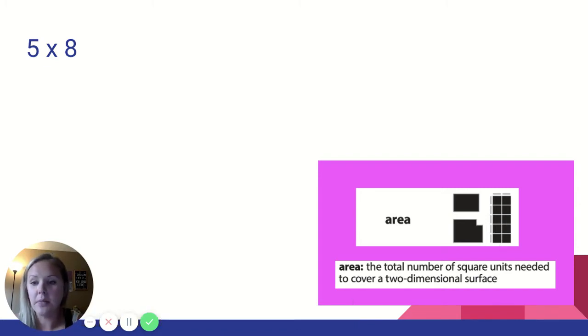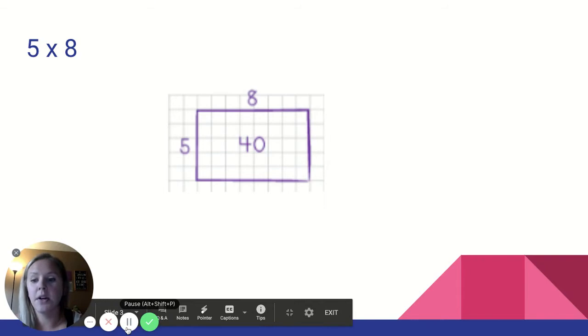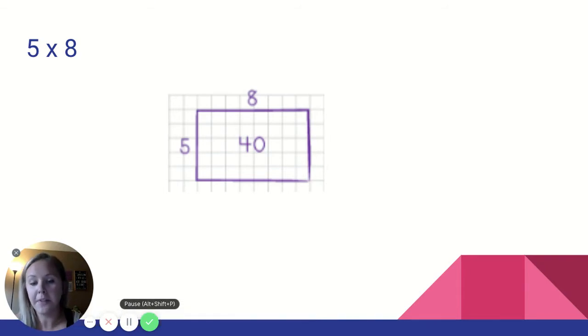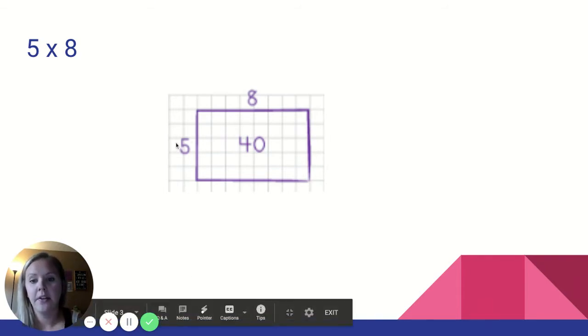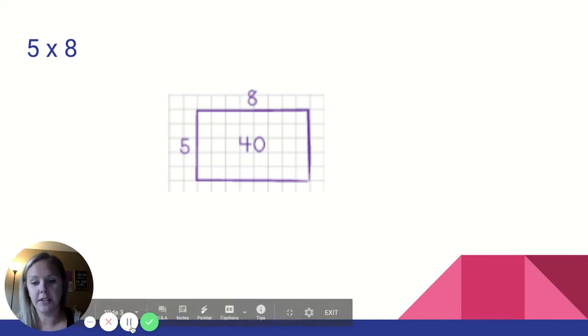So if we're drawing an area model to think about 5 times 8, we can also think about it as building a garden. Let's say one side of the garden is going to be 5 feet long and the other side is going to be 8 feet long. How much total area will the garden take up after it is built? This is what an area model for the problem 5 times 8 would look like. 5 is on one side, 8 is on the other, and the answer is in the middle. So a 5 by 8 garden would take 40 square feet.